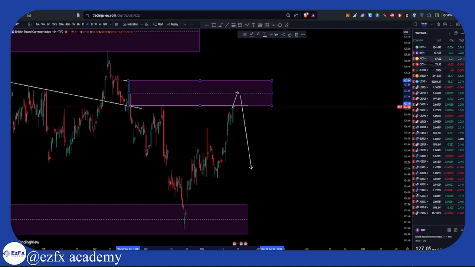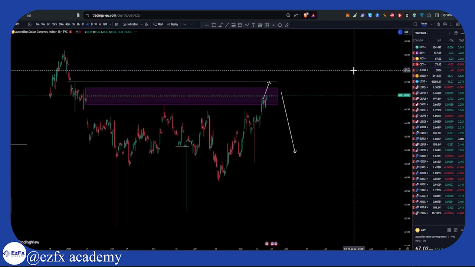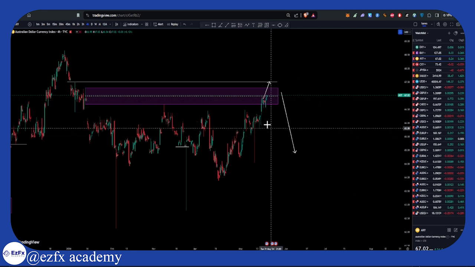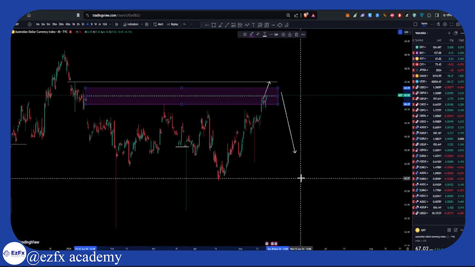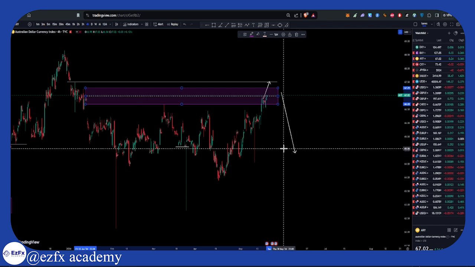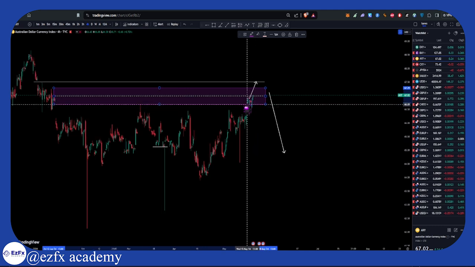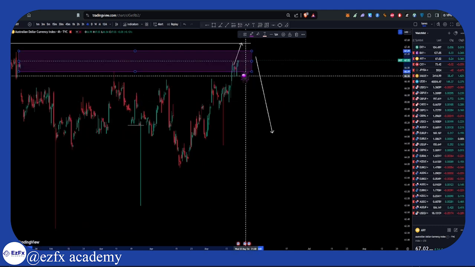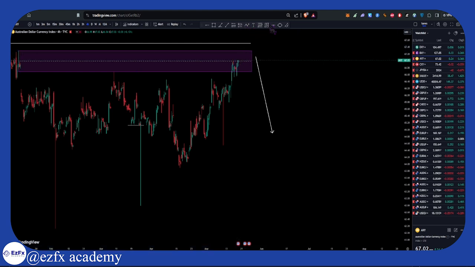For BXY, let's look at AXY, the Australian dollar currency index. I have two scenarios here, and I'll try my best to explain my reasoning behind them. First off, we have this supply zone, around 67.29 and 66.69. Even though I'm expecting a sell off from this, I want to be watchful because price has given us a fair enough bit of reaction inside this zone. I'm referring to this area here.